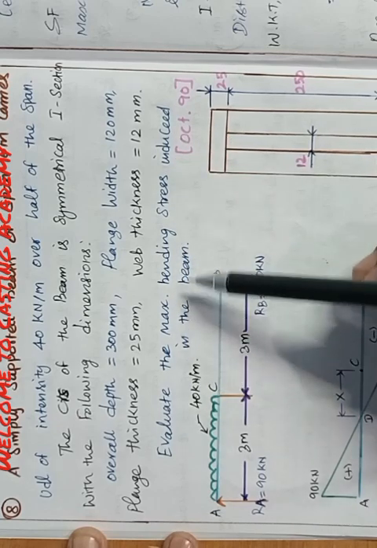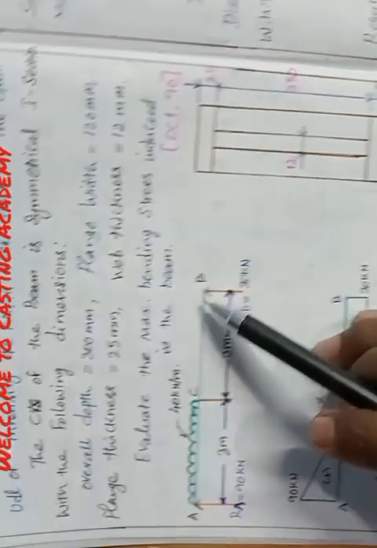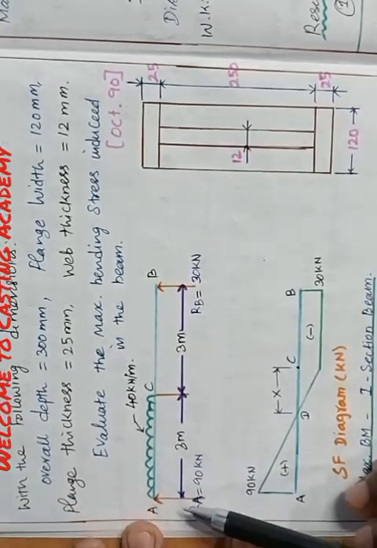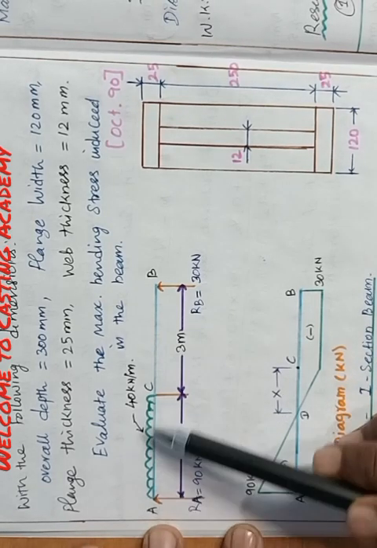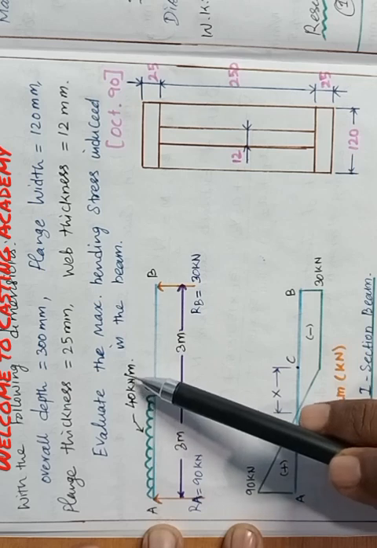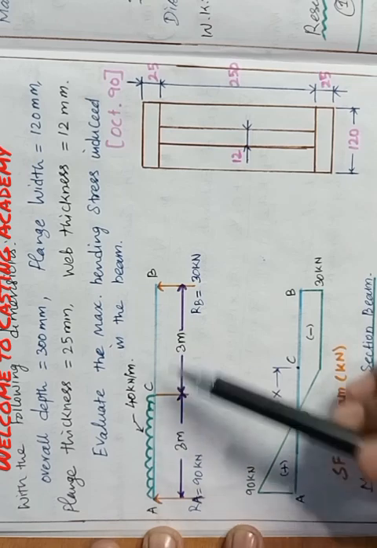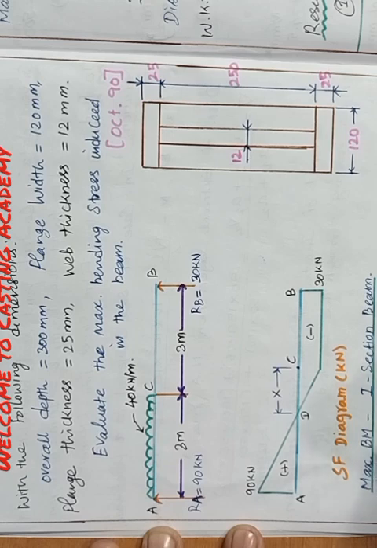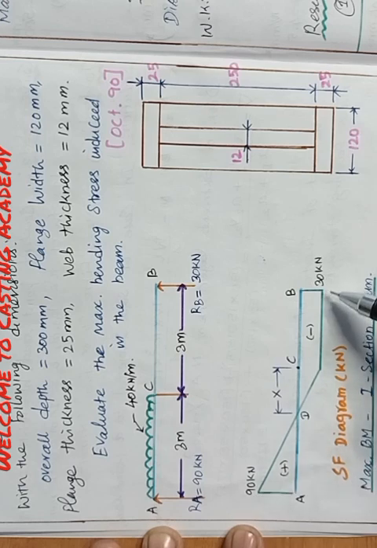They asked to evaluate the maximum bending stress in the beam. First, see the figure. This is the 6 meter simply supported beam. From the left side, the half span has 40 kilonewton per meter of UDL, that is 3 meter. The reaction at A equals 90 kilonewton and B equals 30 kilonewton. See the shear force SF diagram in kilonewton: 90 kilonewton is here and 30 kilonewton is here.